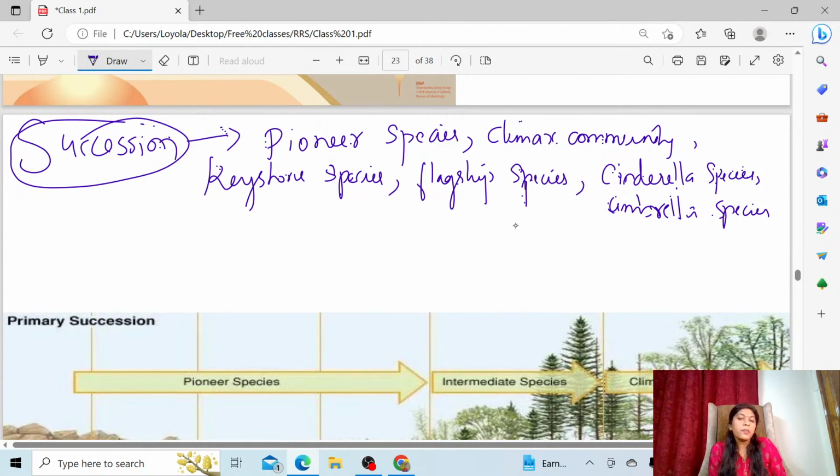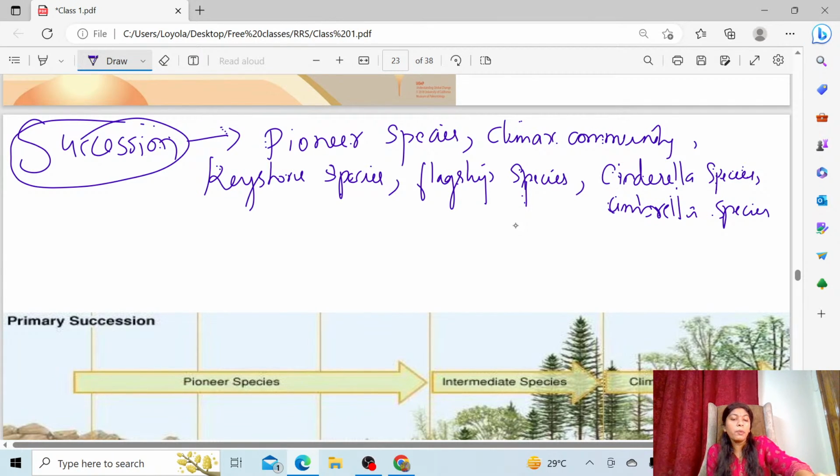Then what is a keystone species? What is a key? A key is very important for opening. Keystone species are very important for that ecosystem. They decide that ecosystem. If this species is gone, then that ecosystem will not remain stable. So these are very important for the stability of the ecosystem, and we call them keystone species.